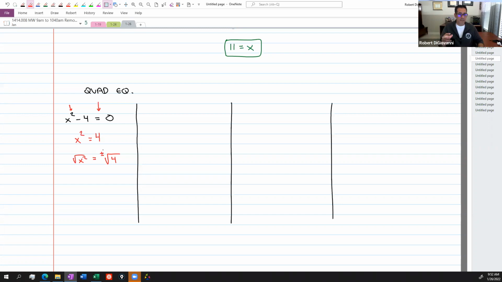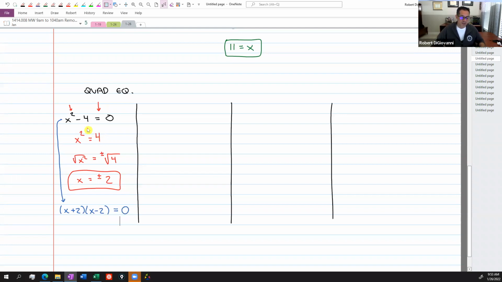All right. So I get X equals plus or minus, and then the square root of 4 is 2. That's one way to do the problem. You get 2 answers, positive and -2. Another way to do this problem is to recognize X squared minus 4 is a difference of squares.